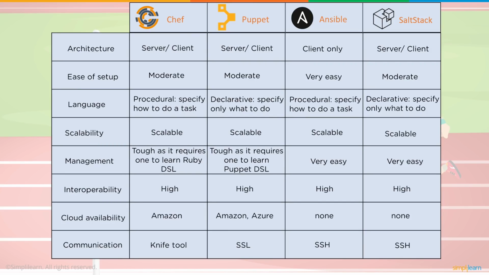So the communication is slightly different with them. Chef has its own knife tool, whereas Puppet uses SSL, so Secure Sockets Layer, and Ansible and Saltstack use Secure Shell, SSH, as their communication tool. Bottom line, all four tools are very secure in their communication.